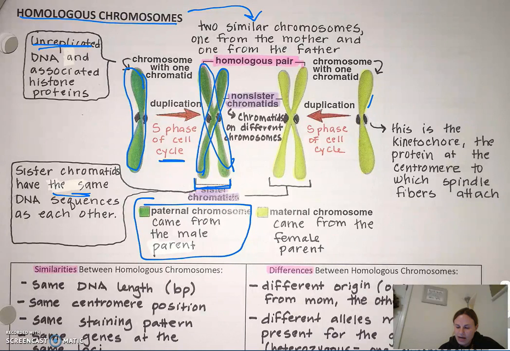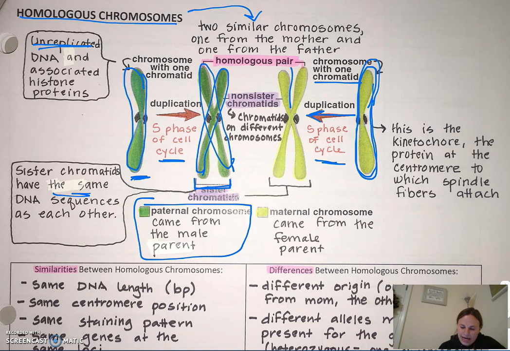Now let's take a look at mom. Mom is represented by these light green chromosomes. Mom has a chromosome that codes for the same information that's found on this chromosome in dad. So in this chromosome, we are not duplicated yet. So I have one chromatid present. Then this undergoes duplication again during interphase. And now I have my duplicated chromosomes, which are made up of sister chromatids.